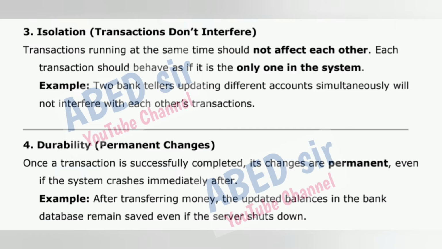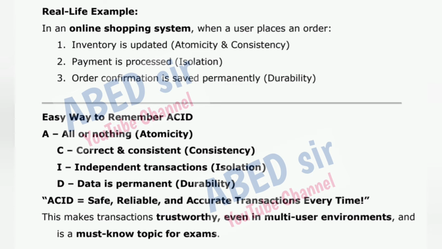4. Durability. Permanent changes. Once a transaction is successfully completed, its changes are permanent, even if the system crashes immediately after. Example: after transferring money, the updated balances in the bank database remain saved even if the server shuts down. Real-life example: in an online shopping system, when a user places an order, 1. Inventory is updated, atomicity and consistency. 2. Payment is processed, isolation. 3. Order confirmation is saved permanently, durability.